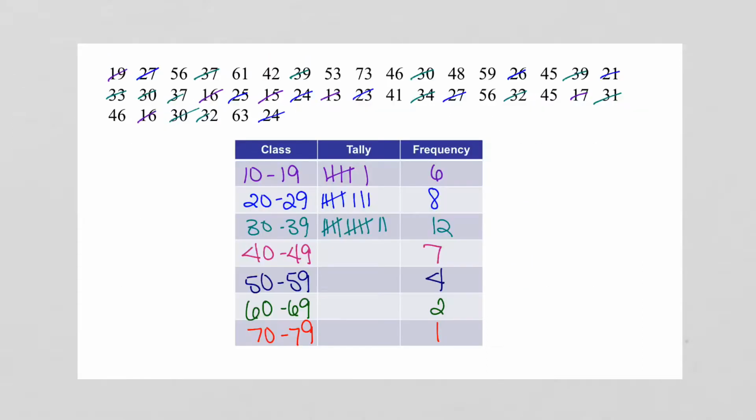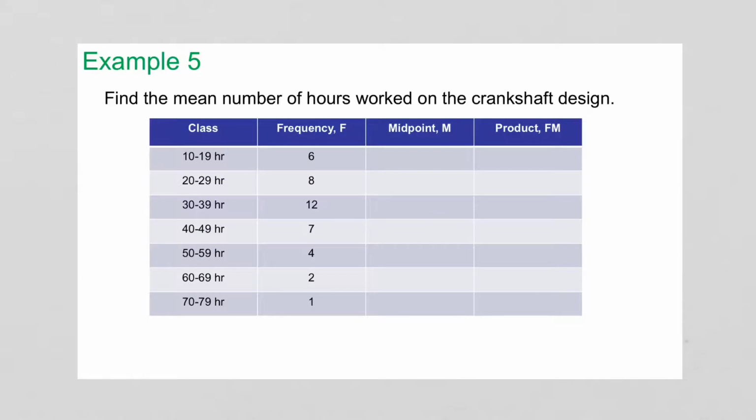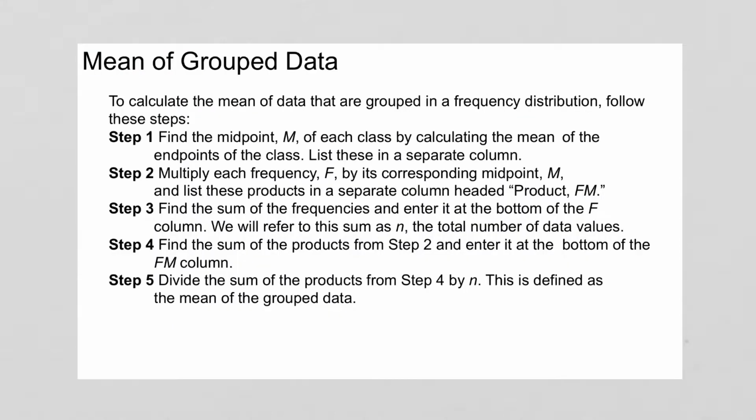What if you aren't given all the data, but you're given a frequency distribution? How would you find the mean? Well, there are several different steps here, and I'm not going to read them. We're going to go through the example using our steps. Find the mean number of hours worked on the crankshaft design. So we're assuming that we didn't have that list and couldn't add them up. We just had the frequency table. The first step is to find the midpoint of each class by calculating the mean of the endpoints in the class.